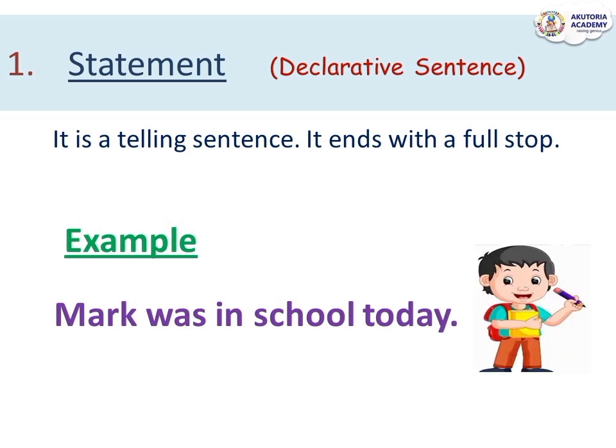So let's see an example of a statement. Mark was in school today. This is an example of a statement. It's telling us about Mark and what Mark did today. He was in school today. So this sentence is just telling us something about Mark. And if you notice, it ended with a full stop. So a statement tells us something about a person or a thing, and a statement ends with a full stop.